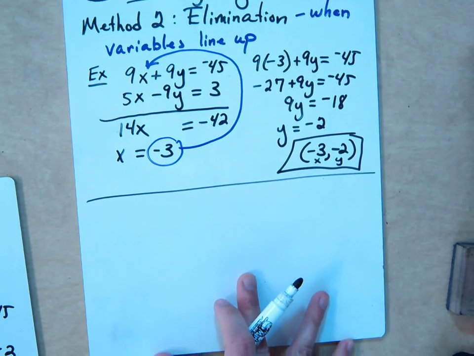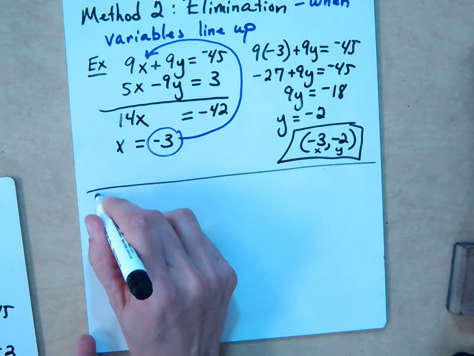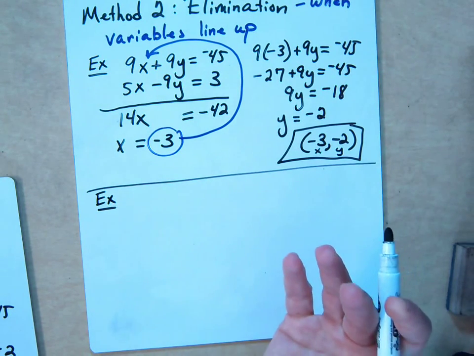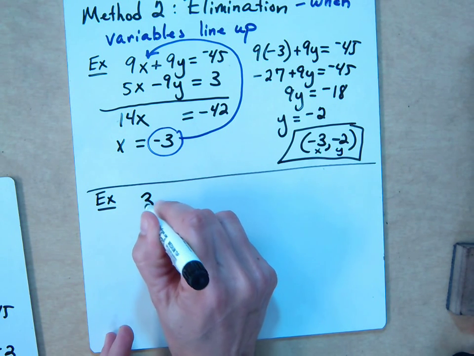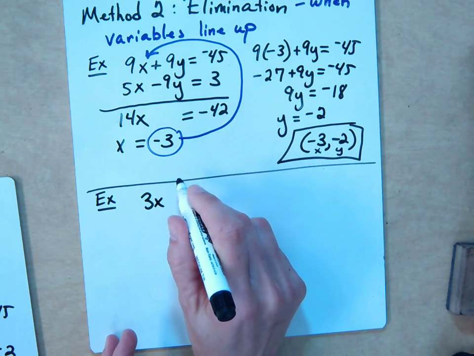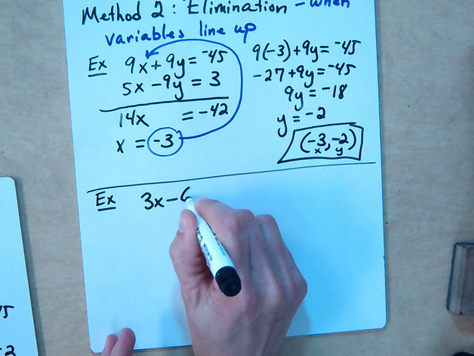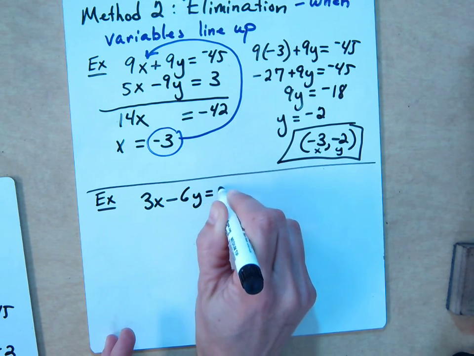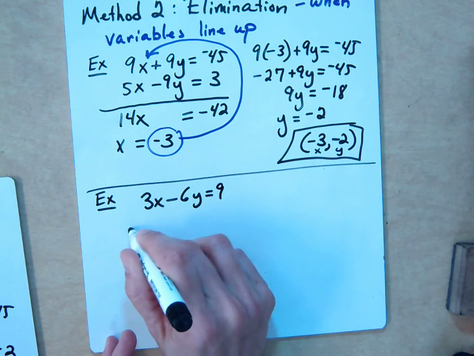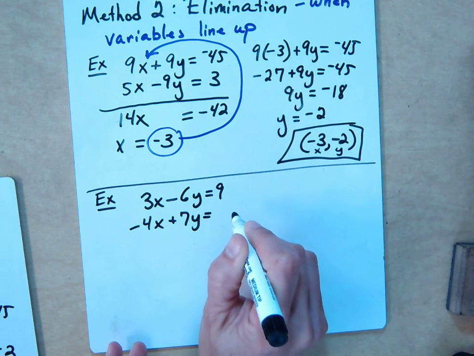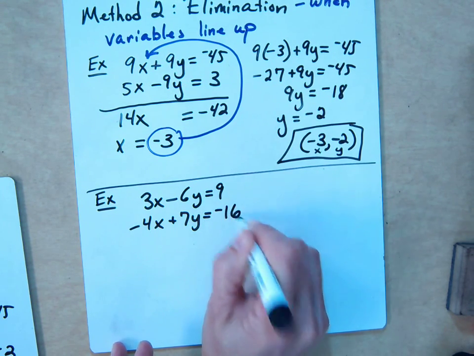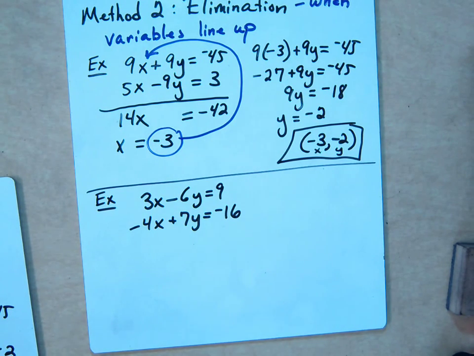So now, unfortunately, it's not always so easy that when you add them up, one of them is eliminated. Sometimes you have to do a little more work. So second example, 3x minus 6y equals 9, and negative 4x plus 7y equals negative 16. Alright, so we're looking at this example, and we don't just get to add them together because nothing will cancel and we won't be able to solve it.